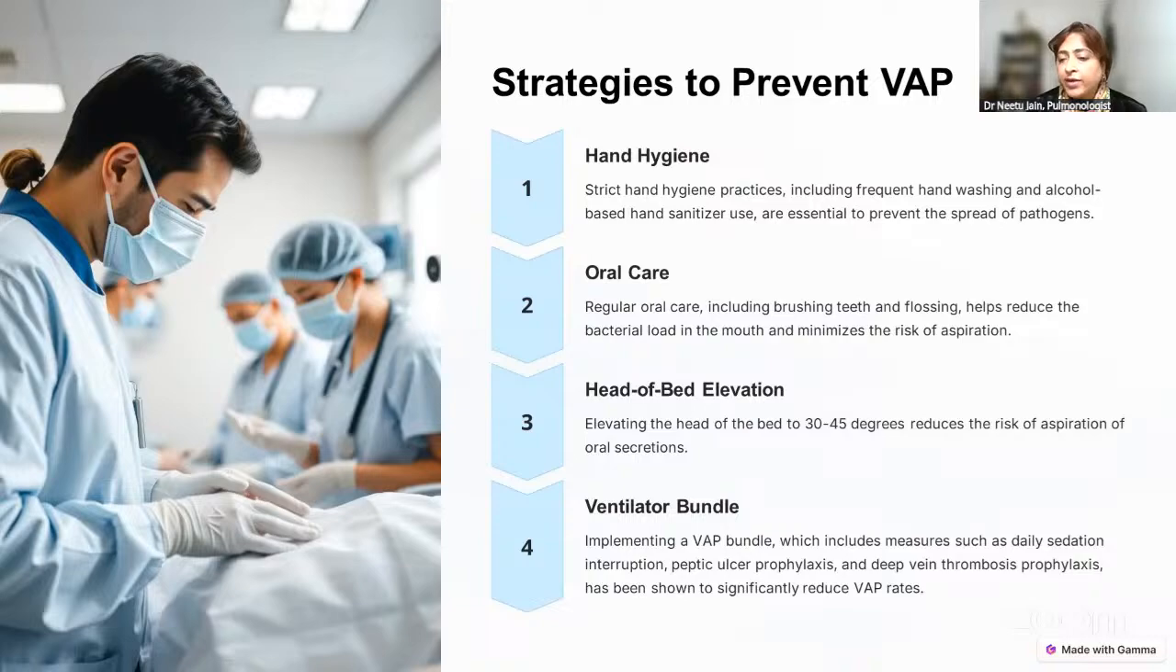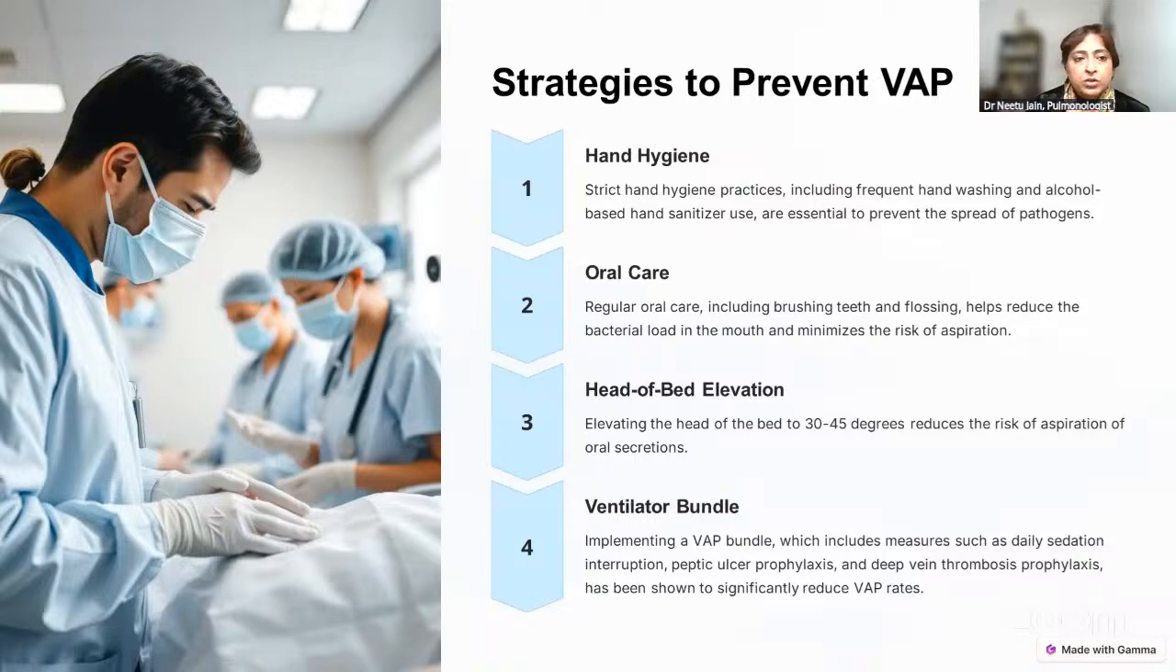And then implementing a VAP bundle that includes daily sedation interruption. That means if your patient is on a ventilator and sedated, you should practice daily sedation interruption for that patient. Use peptic ulcer prophylaxis wherever required. Use DVT prophylaxis for most patients in ICU, at least in surgical ICUs. All these strategies have been shown to decrease VAP rates.